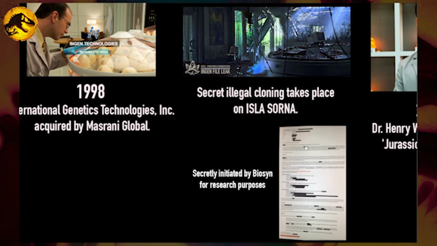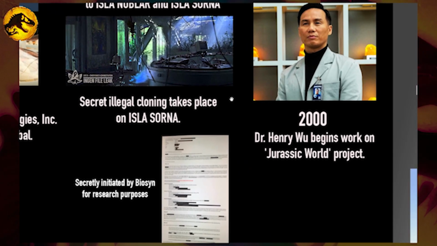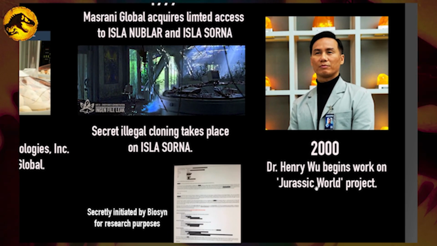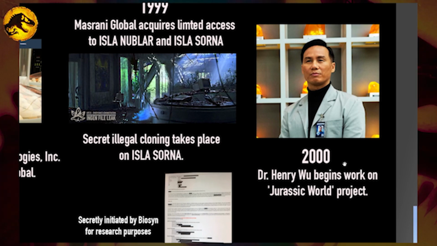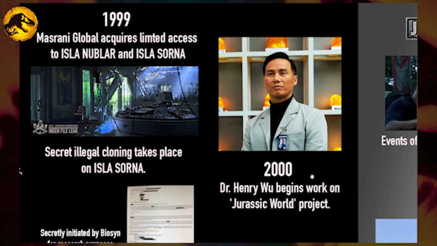And it just so happens that Wu was involved in this, but didn't know Biosyn was involved. But he was doing some of the research on Isla Sorna. And coincidentally enough, the next year he gets to begin work on the Jurassic World project. So whatever research he found, he used it to bargain his way to the top of the InGen labs on Nublar.